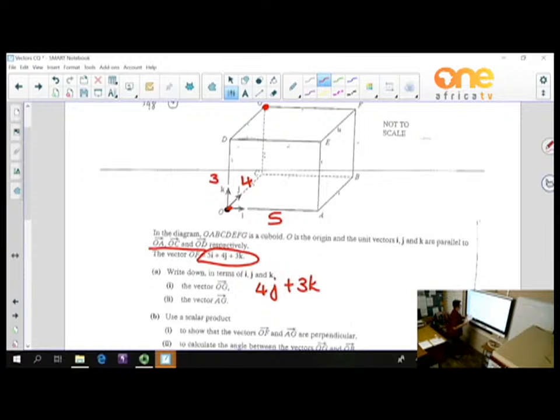Then the next one, AG. Now AG means I'm going to start here at A and I'm going to end there at G. This is how I want to move. So what is my I movement? 5, but I change direction and it will then be negative 5I. The J is still plus 4J, and I'm going up, so it will be plus 3K. So that is your vector AG.